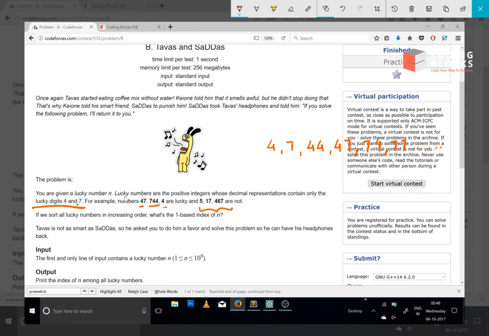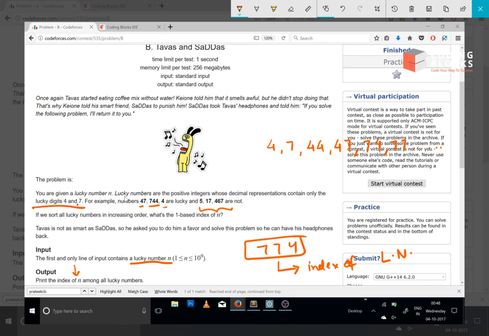So what is the input? The input is a lucky number. Suppose you are given the number 774. This is the input, right? And what is the output? Print the index of n. It means we have to print the index of this lucky number. So the index of the lucky number we have to print.